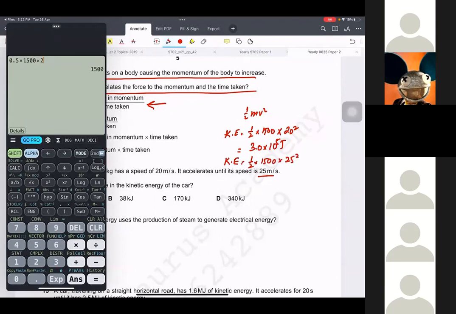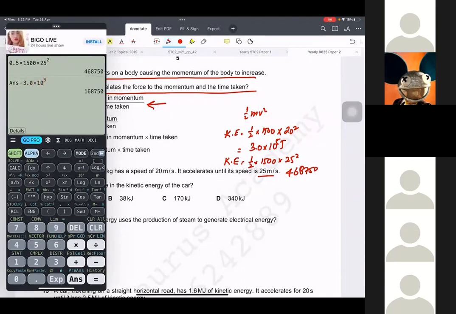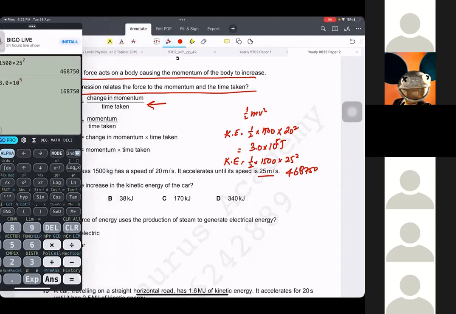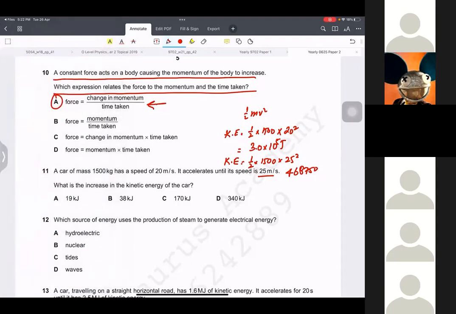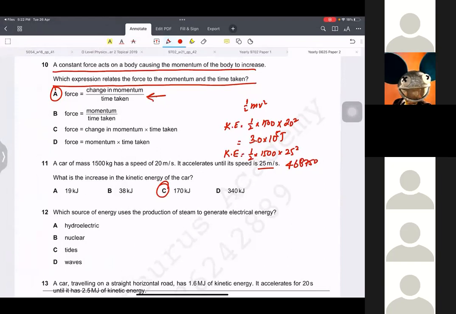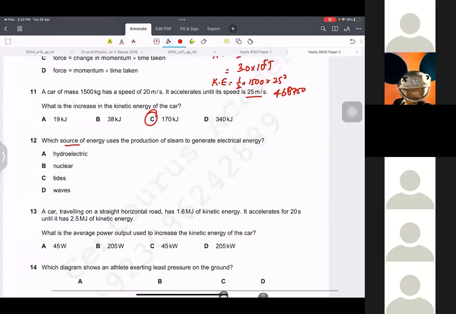Okay, we're going to rub this off. This is 468750. And answer minus 3.0 times 10 to the power 5. So it is 168750. Okay. Which source of energy production uses steam to generate electricity? Steam is generated in nuclear only, amongst these.